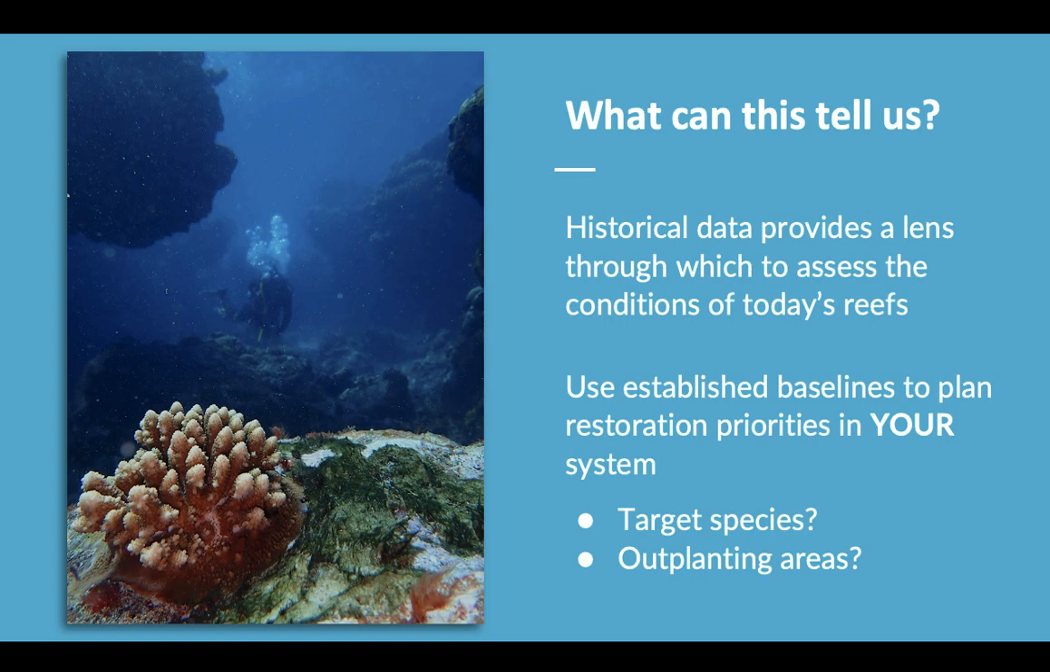Basically, the main takeaway from this presentation is that if you have historical data available, you should look at it. It can help you plan restoration priorities. Like if you're looking at your target species, do you want to focus on restoring species that used to be in your system or those that are there today? Or in terms of outplanting areas, do you want to outplant to areas that have high cover today, low cover today, or those that had high or low cover in the past? Just so that you're optimizing your restoration activities and doing a good job overall.